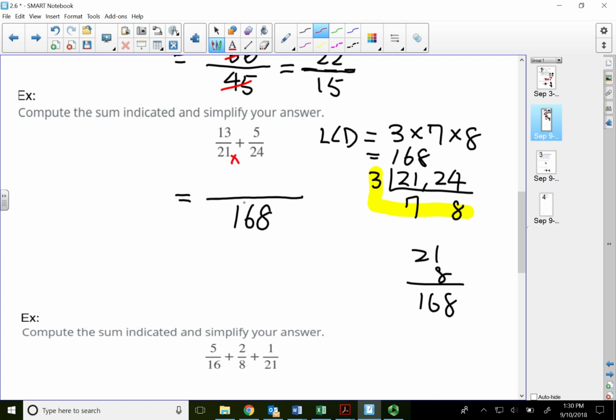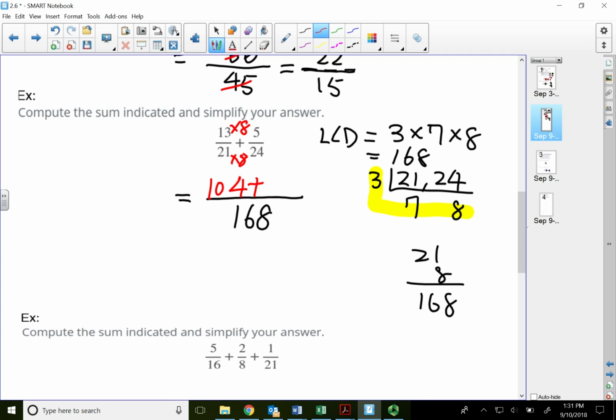So 21 will go into 168 how many times? Let's use that same trick I showed y'all last time. The 3 times 7 times 8, do you see a 21, which is right here? 21 will go into 168 how many times? 8 times. So I can quickly say my 21 times 8, my numerator 13 times 8. 8 times 3 is 24, carry 2. 8 times 1 plus 2 is 10.